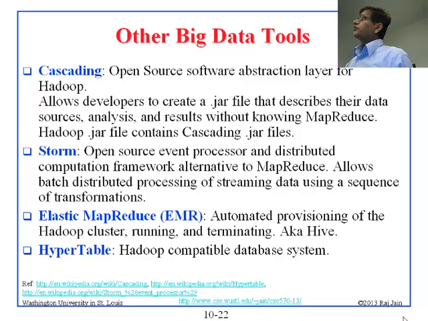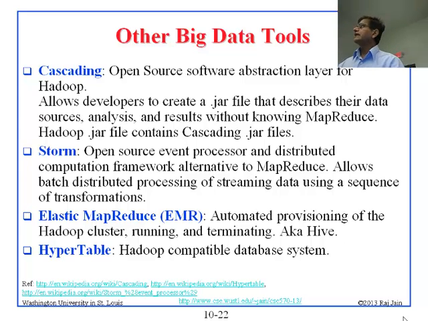Cascading. This is an open source software abstraction layer for Hadoop. It allows developers to create a jar file that describes the data source, analysis and results without knowing MapReduce, and the Hadoop jar file contains the cascading jar file. So basically, you don't need to know Hadoop. You learn cascading, you write your jar file there, and then you put that with your Hadoop jar file, and then you can submit it to wherever Hadoop is, right?